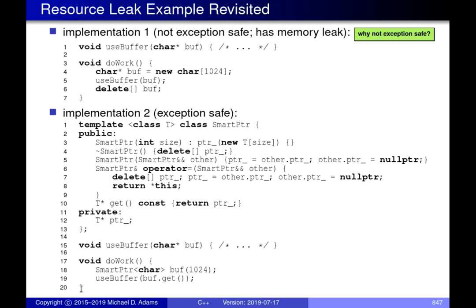So no matter whether we leave useBuffer by a regular return and things are successful, or we leave by an exception being thrown, it doesn't matter. We still don't leak memory. The resource is released. So this is just an example of applying this RAII methodology, or idiom, to a pointer, a memory resource. Any questions?